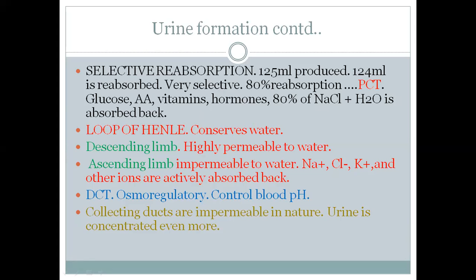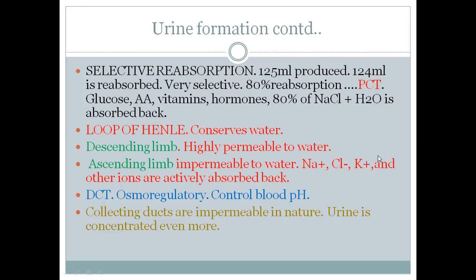Then we come to the loop of Henle. The loop of Henle has two main parts. The descending loop is very highly permeable to water. Water just moves across it without any use of energy. Then the ascending loop does not allow water back, but sodium chloride, potassium, monovalent ions, and some other ions are actively absorbed back into the blood, because these ions are very important. Sodium is a very vital ion, chloride is a very vital ion, potassium is very important.